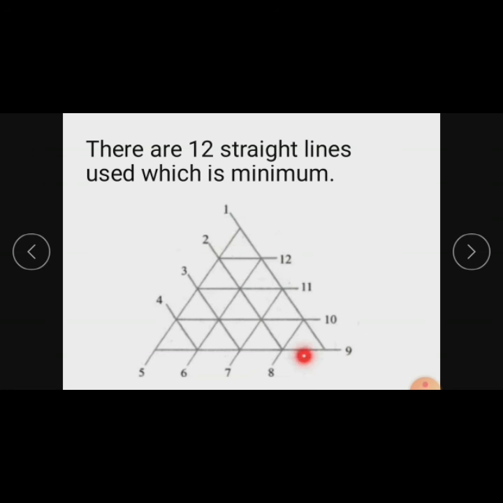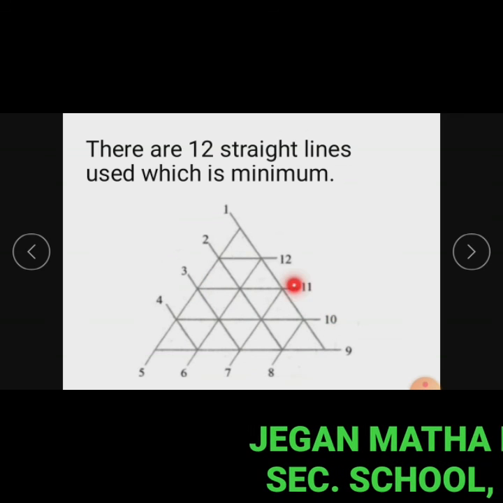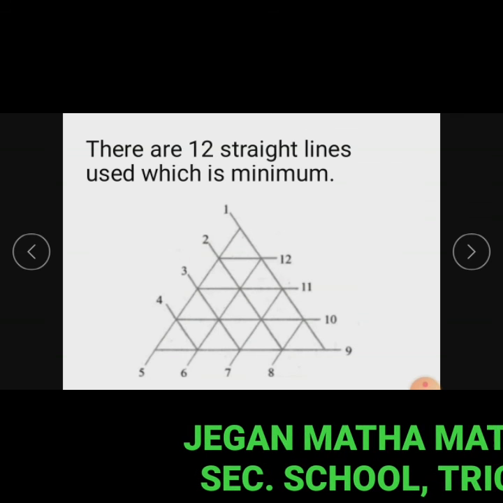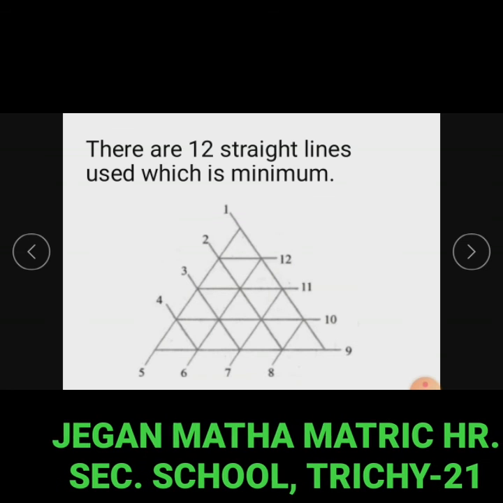1, 2, 3, 4, 5, 6, 7, 8, 9, 10, 11 and 12. So in this figure, 12 straight lines are there.